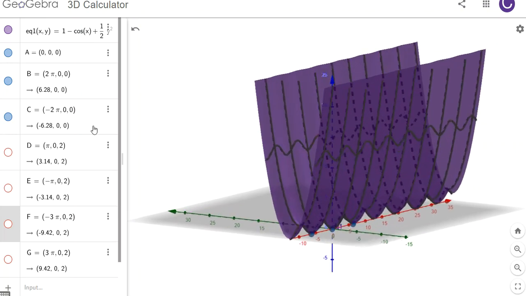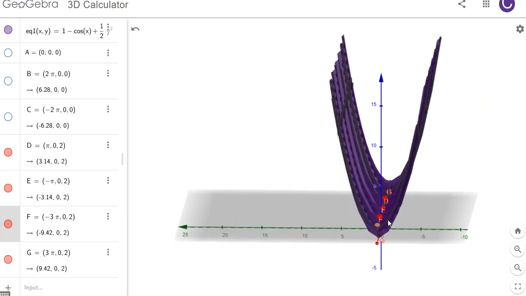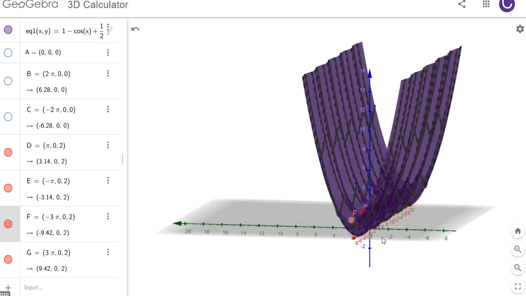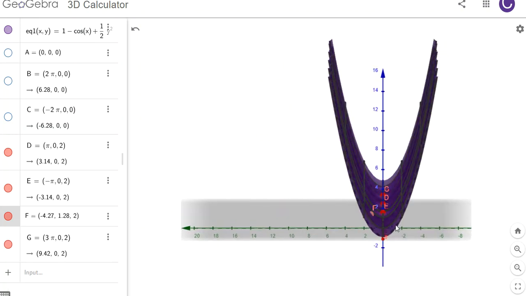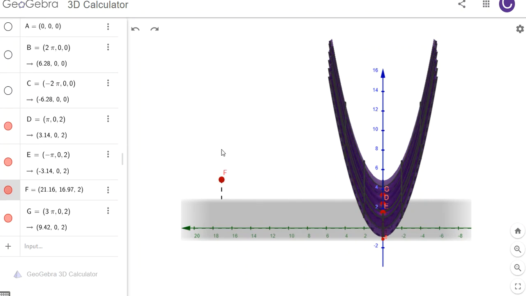All right, I graphed a couple of them here. I've got pi, 0, and I plugged that into the function and got 2 for the output. Let's turn these off. I made them red. And then negative pi, 0, I plugged that in and got 2. Then negative 3 pi, 0, and 3 pi, 0. We can see those little guys are in here. Oops, I just moved F. Edit, undo. I didn't know you could do that. I grabbed this point and moved it, and it changed the coordinates. I did not know we could do that.